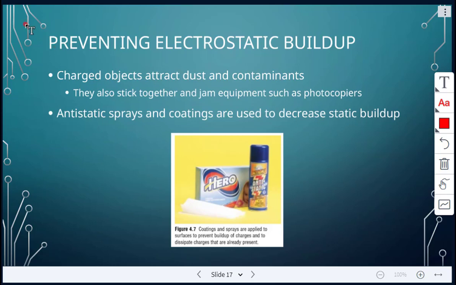Preventing electrostatic buildup. Charged objects attract dust, they attract contaminants, they stick together, and they can jam equipment like photocopiers. So there are anti-static sprays or coatings that are used to decrease static buildup. You can spray the surfaces to prevent the buildup of charges and to dissipate the charges that are already present.